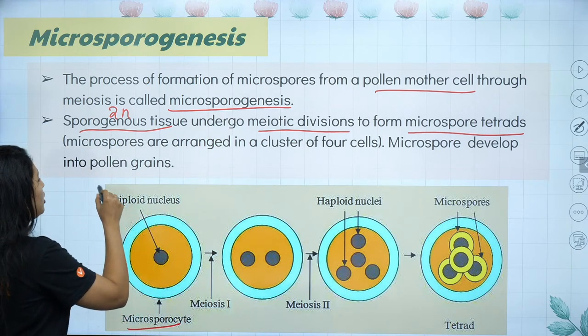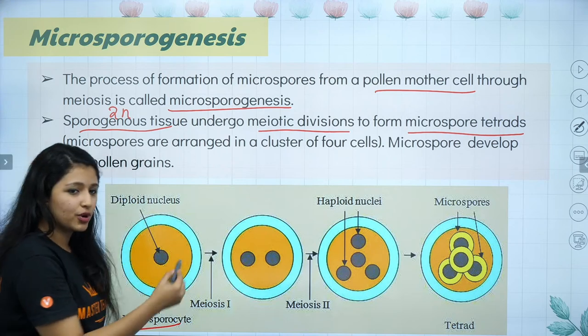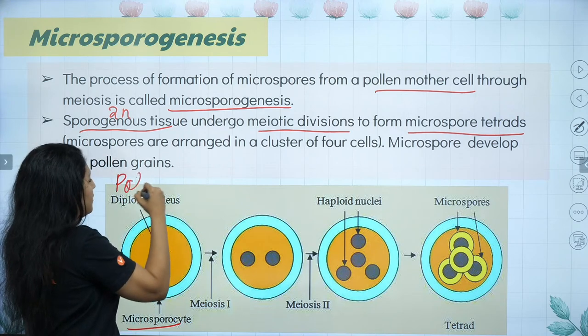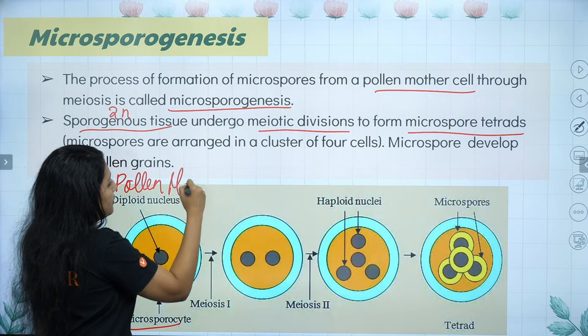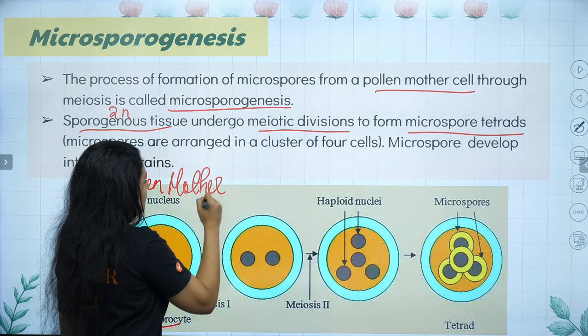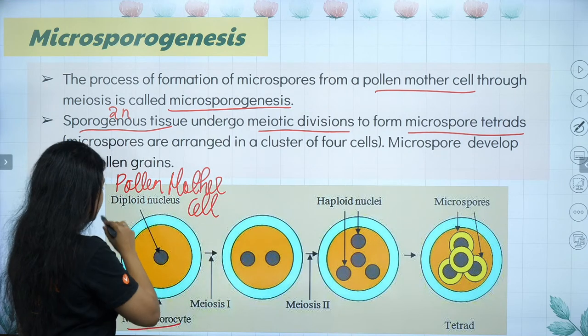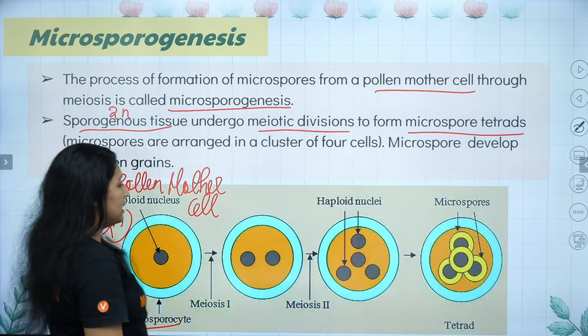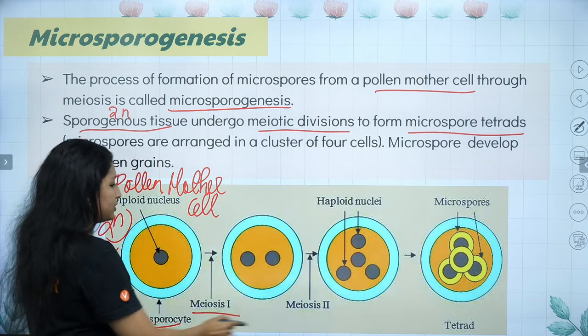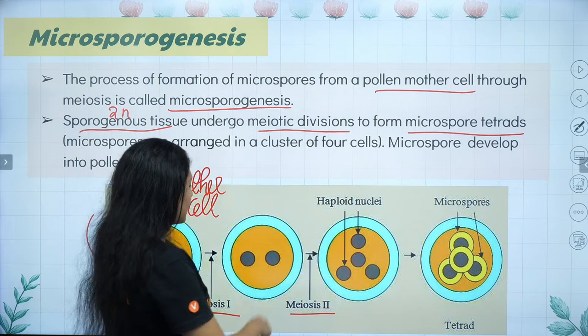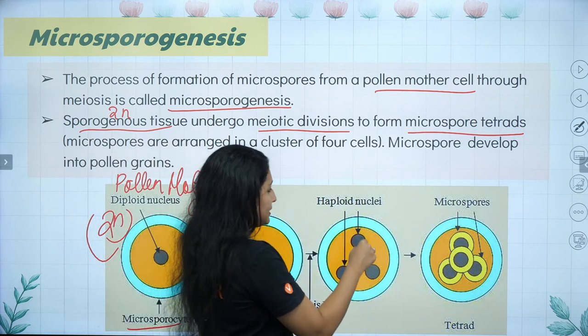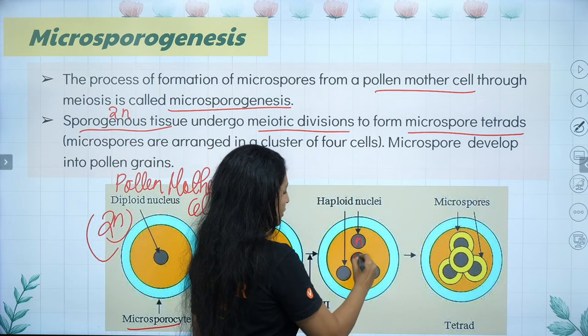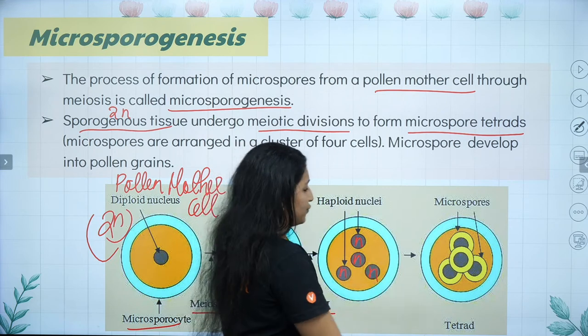Okay, so you see here, this is one microsporocyte. Or you can call it sporogenous tissue. You can call it pollen mother cell, which is diploid. This diploid will undergo meiosis. You see, meiosis 1, meiosis 2 is happening. Now you have 4 cells, each of which is haploid.